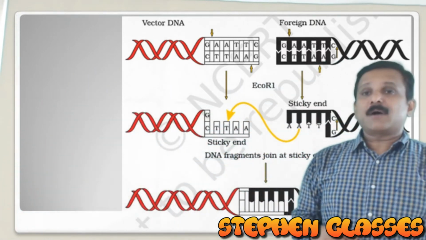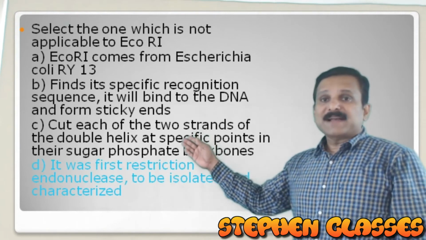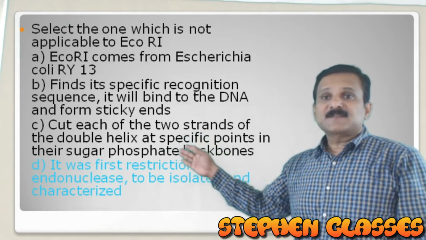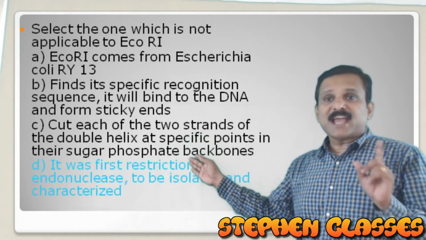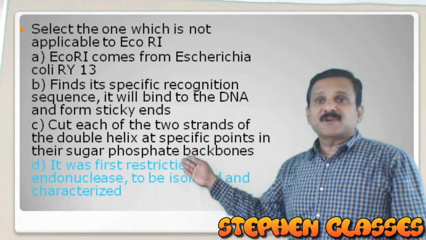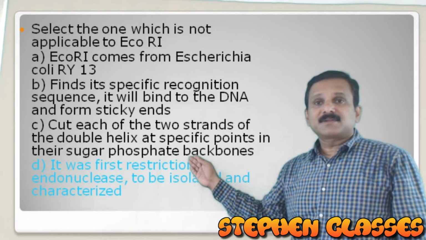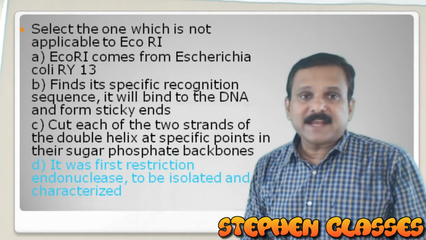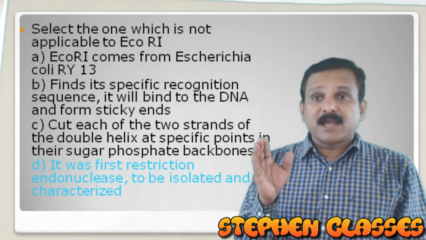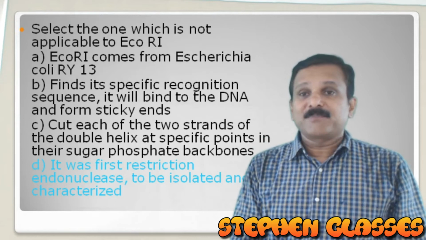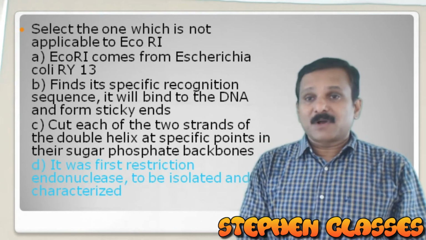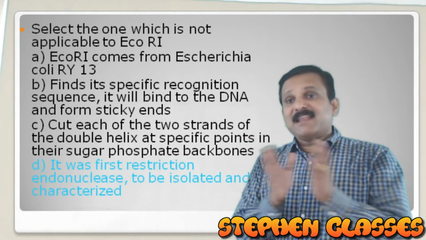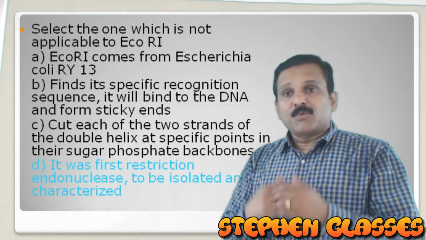Moving back to our question now. We have the question here. I have explained options A and B. What about C? It will cut the two strands of the double helix at specific points. I told you in between G and A it will make a cut in the sugar phosphate backbone. So that is a correct statement. And which is a wrong statement here? That is option D. In option D it is written that it was the first restriction endonuclease to be identified. Okay, that is a wrong statement. Now we move on to the next question.